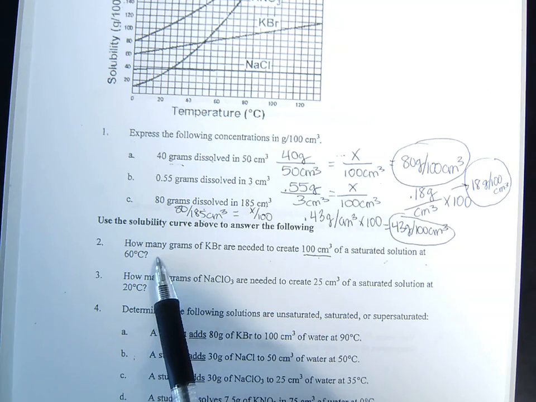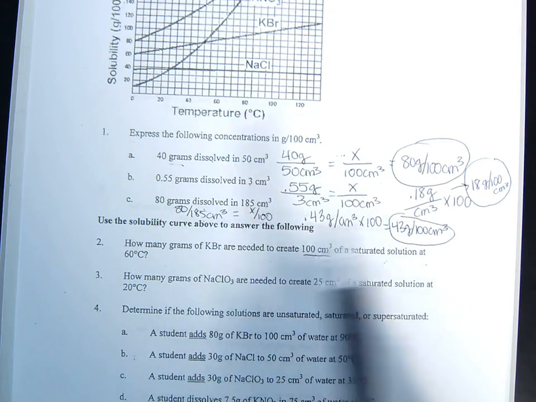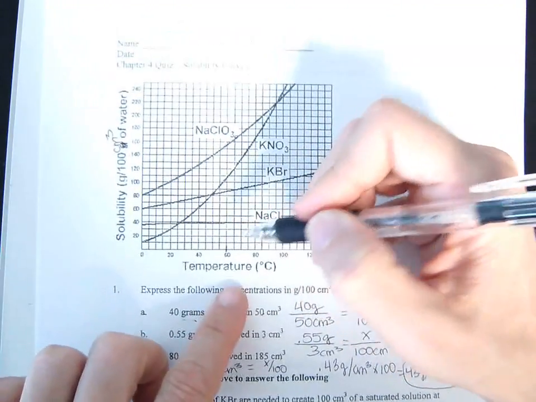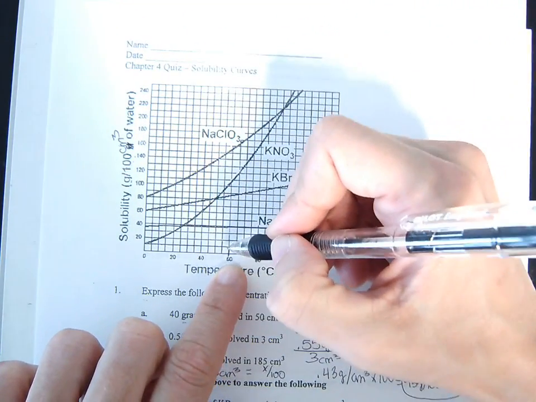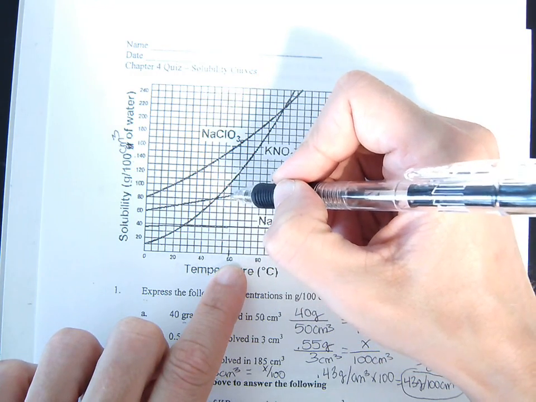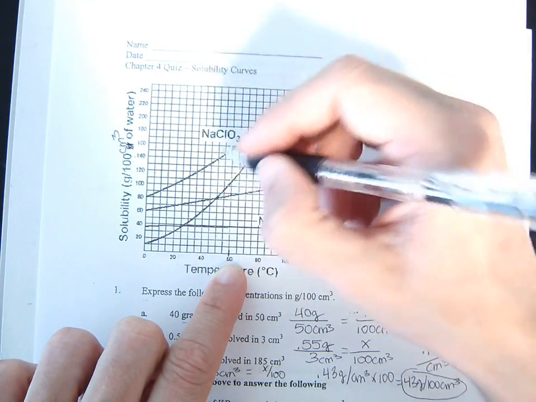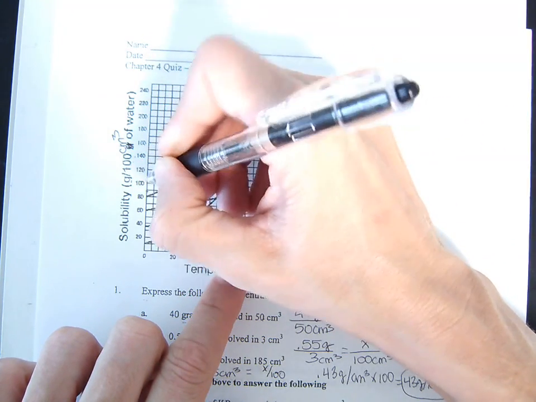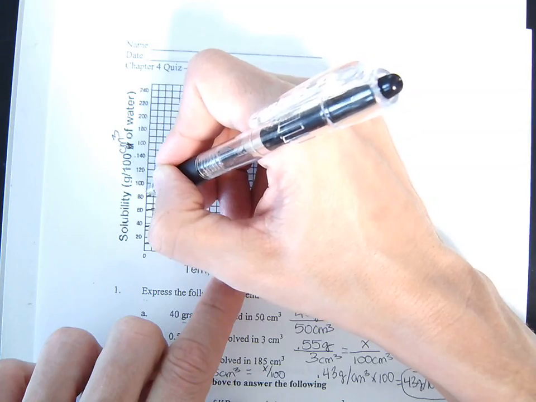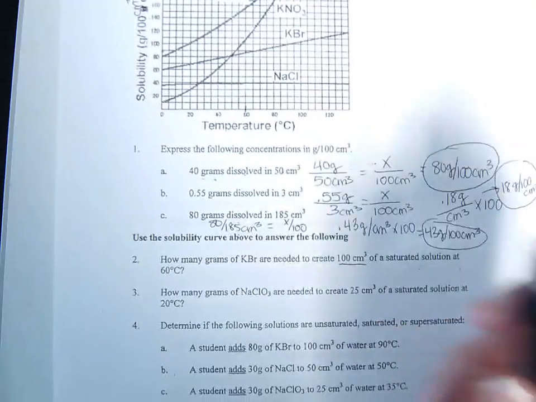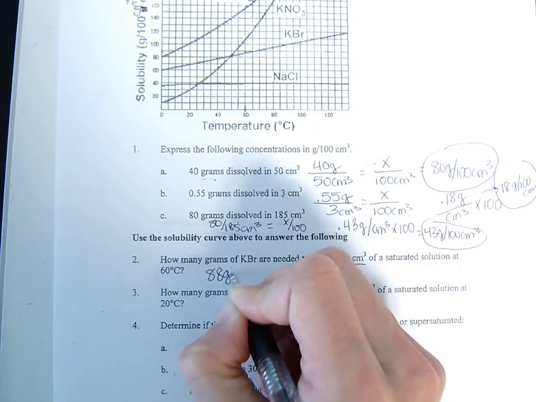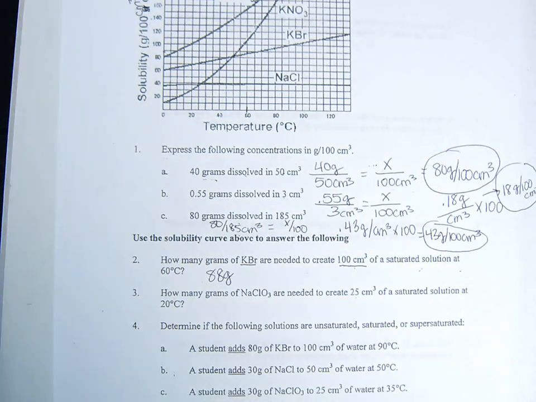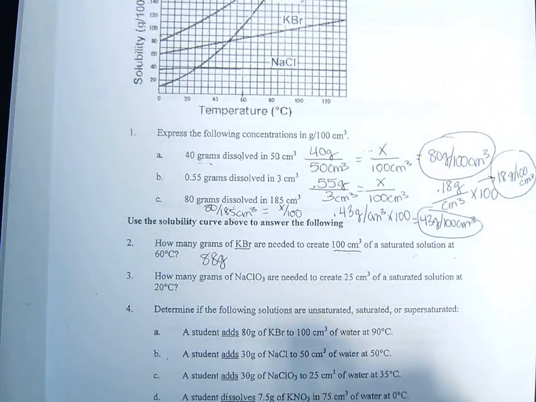So now we're going to look for 60 degrees and where it intersects with KBr. So here's 60, and then here's KBr. This graph's a little bit more tricky because it's teeny tiny. It intersects right below that line, so let's trace that back. So it's kind of like right below here. So that's probably 90. So I'm going to say that might be 88. 88 grams of KBr is needed to create 100 cubic centimeters of a saturated solution at 60 degrees.